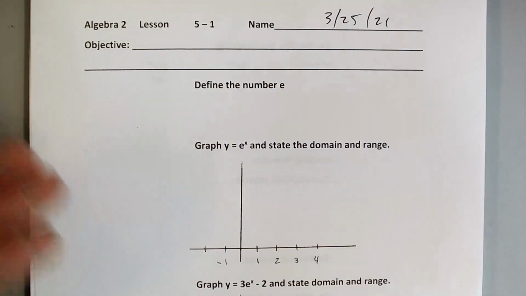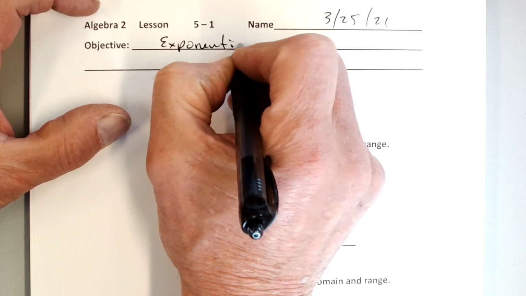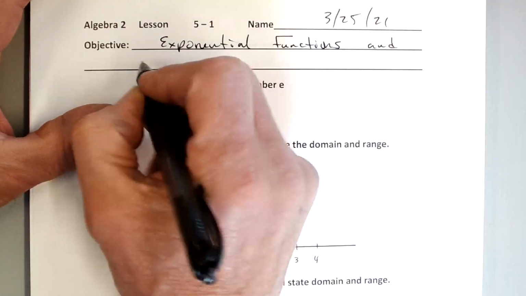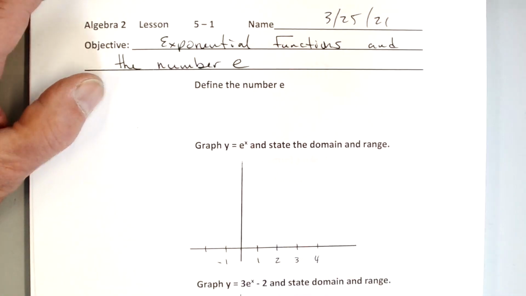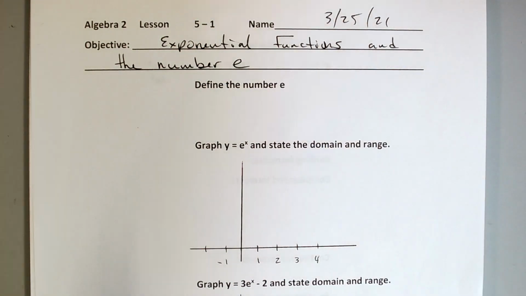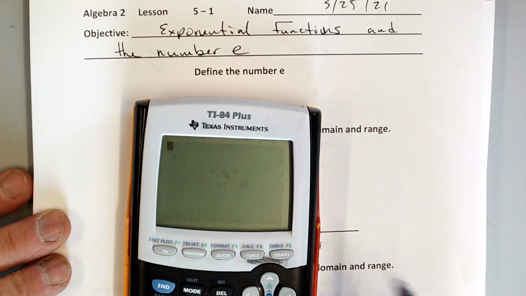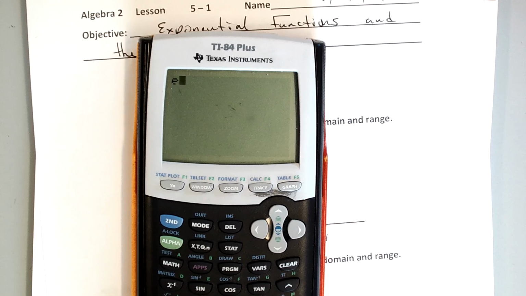So today what we're talking about is exponential functions and the number e. Okay, so what we did in our journal is talk about what the number e happens to be. The number e is kind of a weird thing, but it is a number. We saw on our calculator that if I hit second e, there's e. And what is e? It's about 2.71828 blah blah blah.